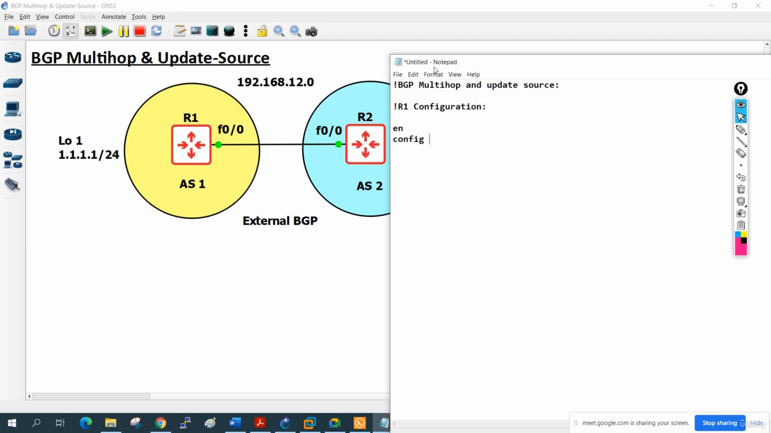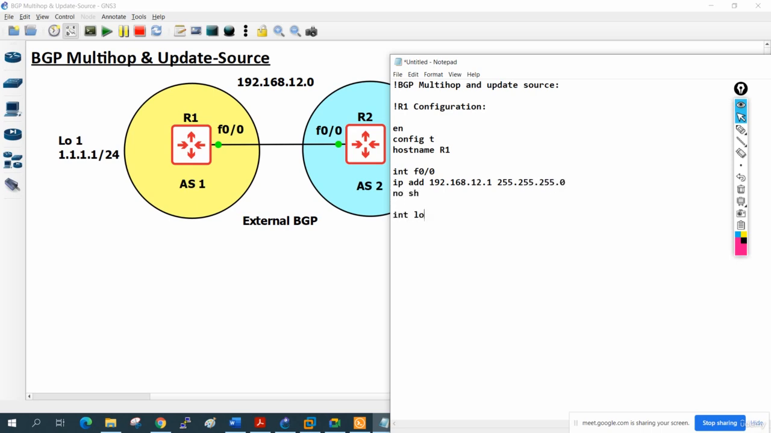Same thing, the basic thing will remain the same, that is assigning the IP. So I will do FastEthernet 0/0. I have the IP address 192.168.12.1 255.255.255.0, and I will write here no shut.